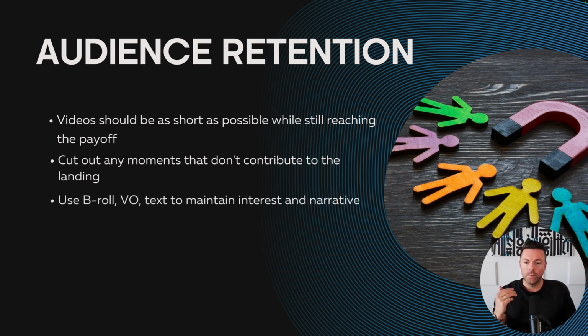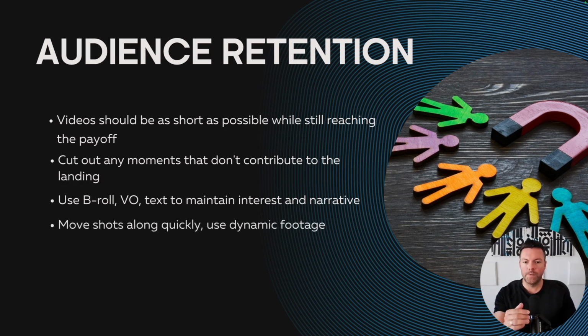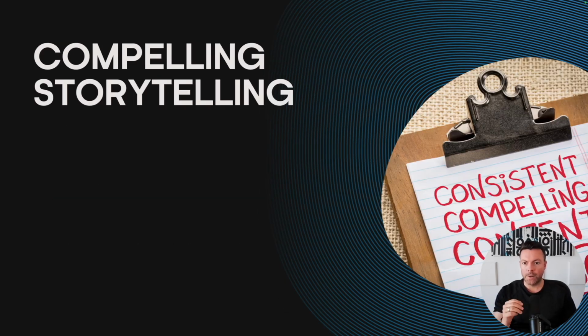Use B-roll, voiceover, and text to maintain interest and narrative. That's just going to keep it more interesting, switching from frame to frame, second to second. And move shots along quickly, right? Use dynamic footage. A really cool way to do this is filming yourself walking forwards, or having someone film you walking forwards towards them. That's a super interactive shot. People love it. It really helps with your overall footage vibe. And then make audio a top priority for video quality, like we talked about already.